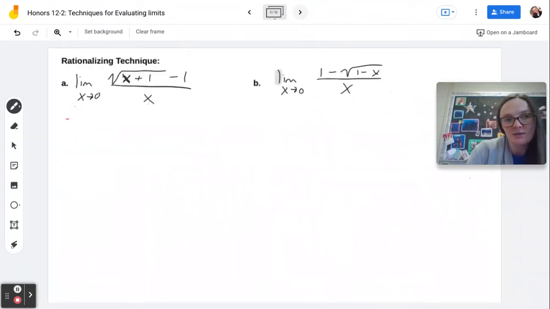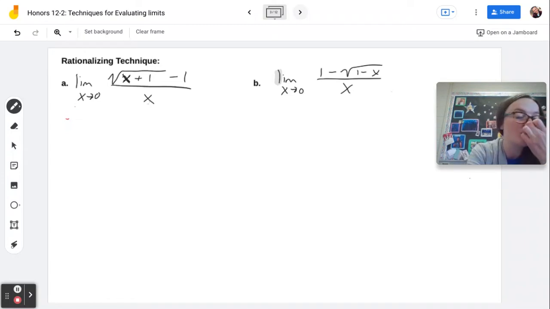All right, so the next technique we're going to talk about, so we just talked about the factoring technique. The next technique we're going to talk about is called the rationalizing technique. Rationalizing always has to do with square roots. That's why it's called rational. Actually, I take that back. Rationalizing has to do with fractions, but in this case, we're going to be dealing with square roots.